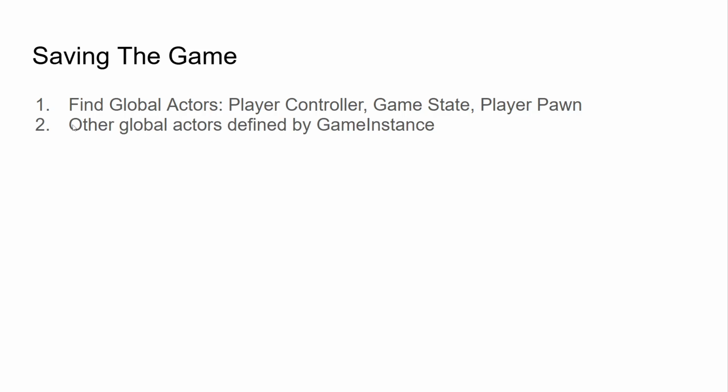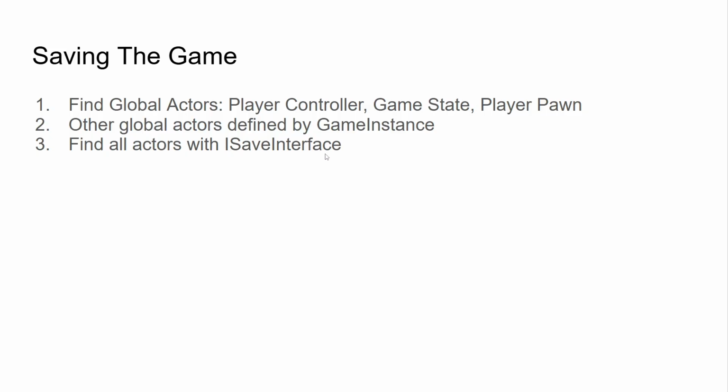Then there are also other global actors, like the player party. The game instance calls the player controller in my project, and the player controller has the player party component, and it informs the saving system which actors are part of the party and need to be transitioned to the next level.